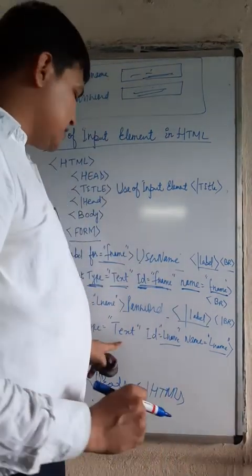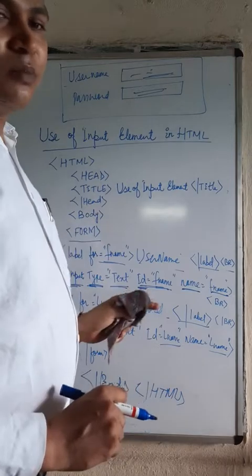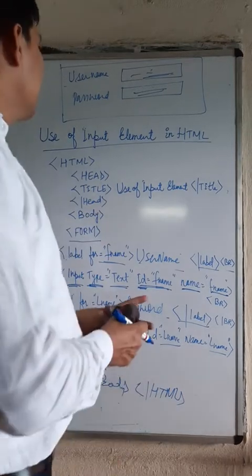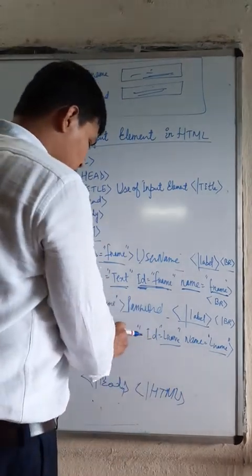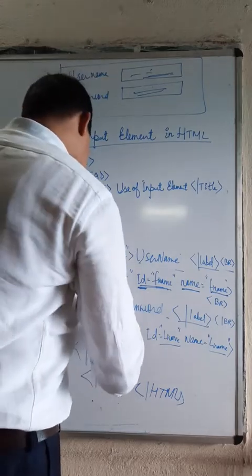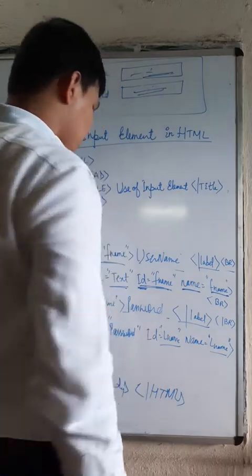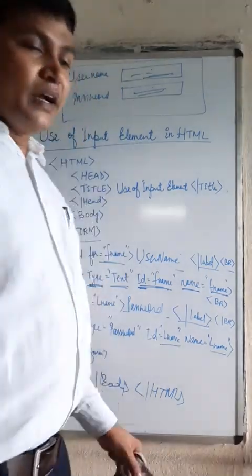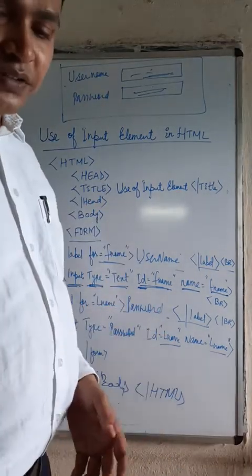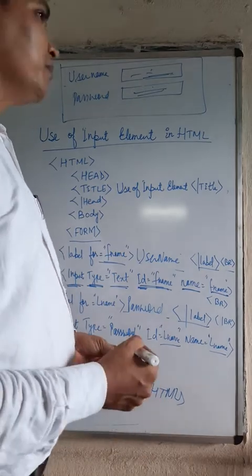We have to define the type, because text will display normally, but the password will display differently. So the input type will be different; the input type will be password. In the same way, you can practice at your home. You will get the form of username and password also.